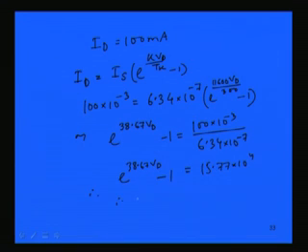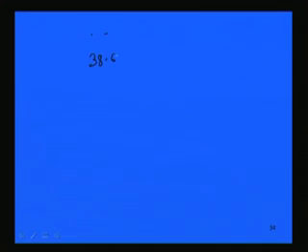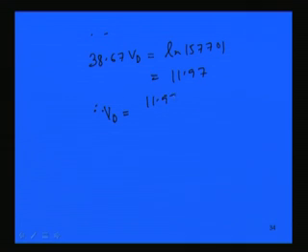So, e to the power 38.67 V_d equals 157,701, and from here 38.67 V_d you take out by taking the natural logarithm of 157701, which is equal to 11.97. So V_d, the bias voltage which has to be applied to get 100 milliampere current, becomes 11.97 divided by 38.67, which comes out to be 0.3095 volt. So, this much voltage is required.